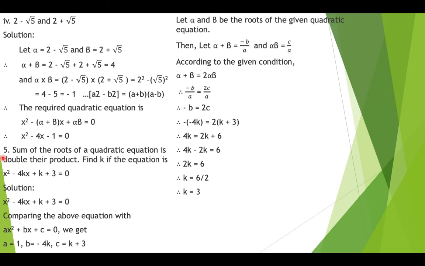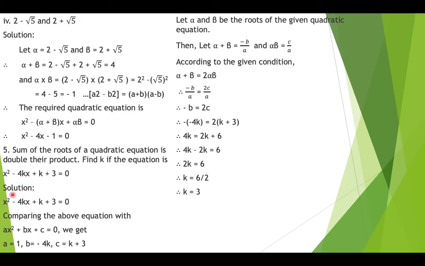Now let us go for the main question number 5. This is kind of a problem sum. Over here, the sum of the roots of a quadratic equation is double their product. Find k if the equation is x square minus 4kx plus k plus 3 is equal to 0. So the given condition over here is alpha plus beta is equal to 2 times alpha beta.